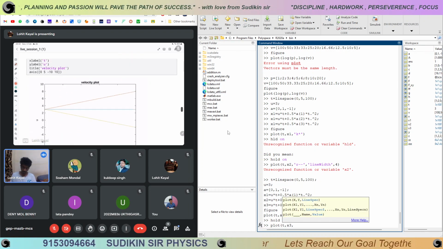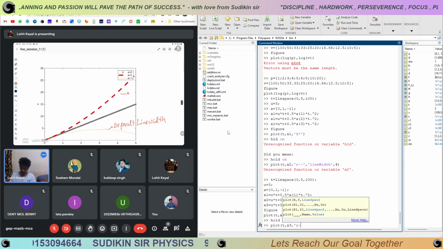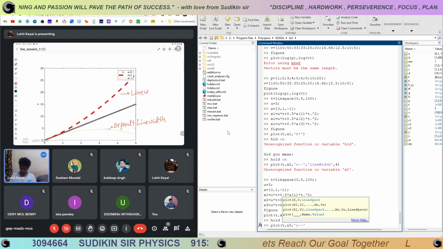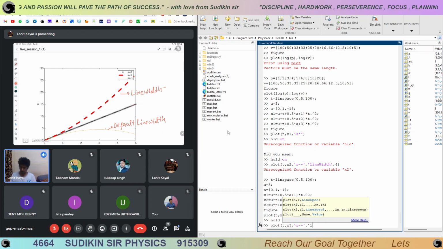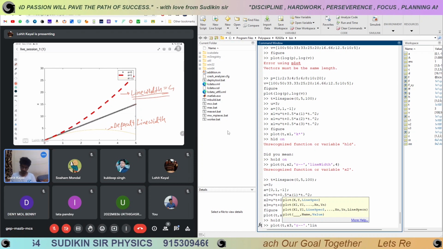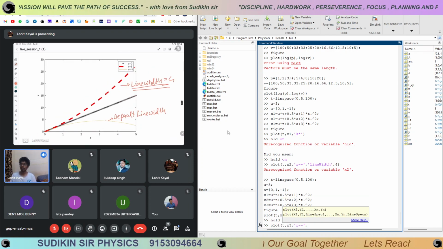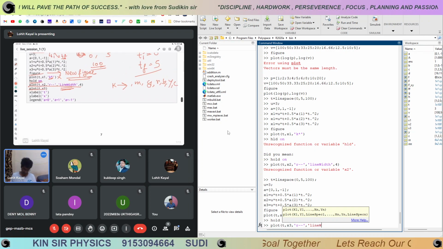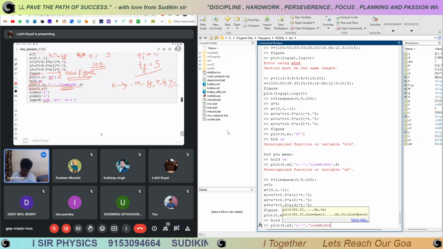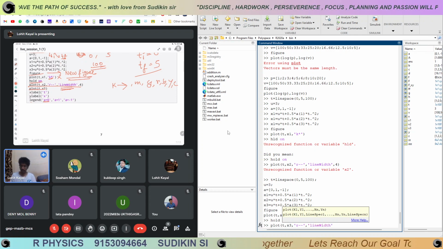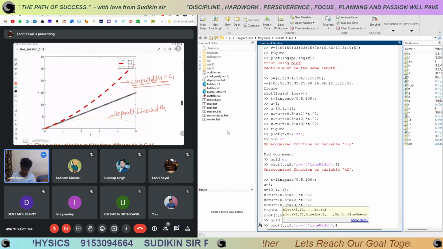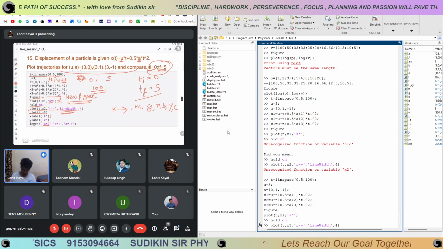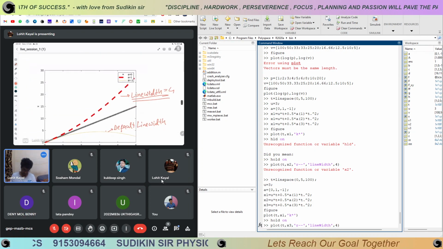And here line width equal to 4. So you can see the difference. Okay, this way you can modify the pictures. And another thing is legend. So here x label t, y label x, it indicates the x label t, y label x.